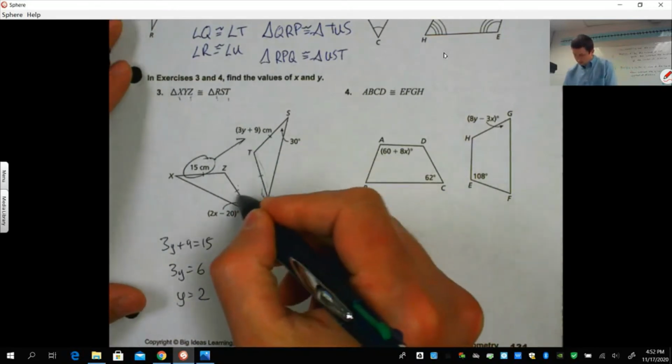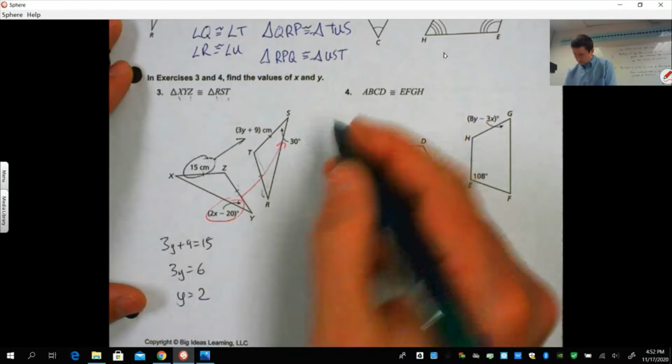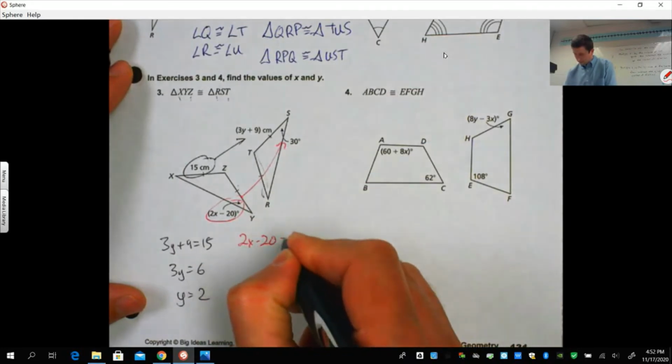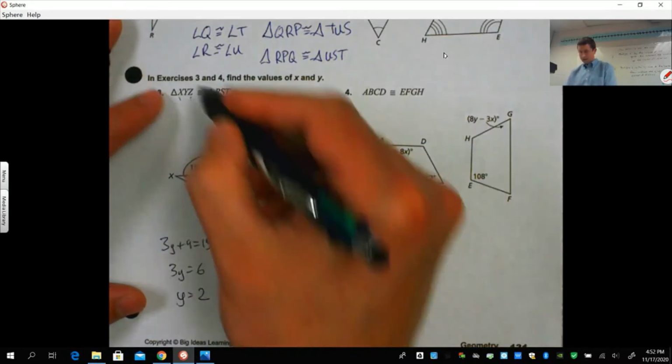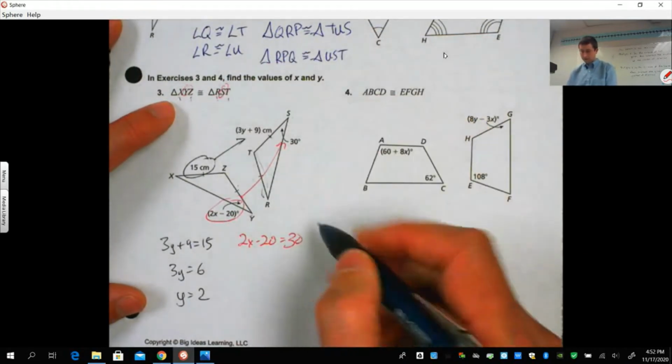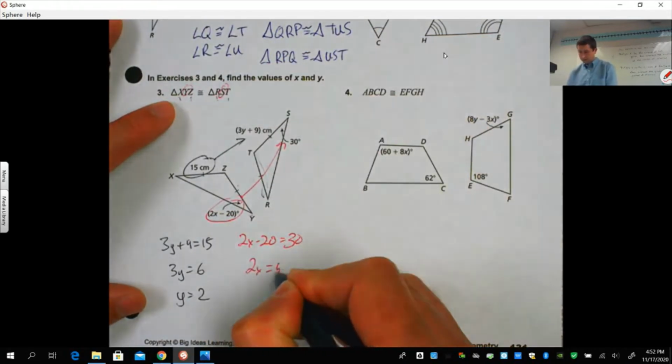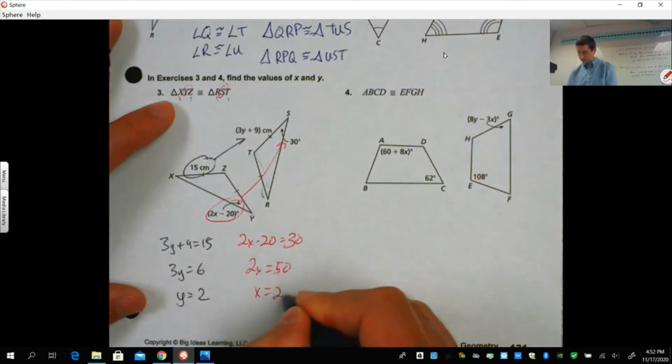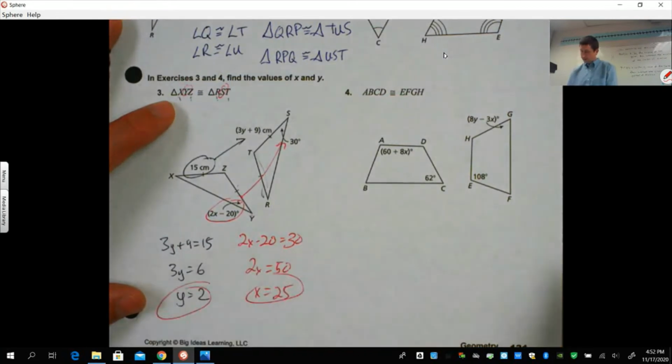This angle would match up with that one, so 2x minus 20 equals 30, because Y corresponds with S, so they have to be equal. Add the 20, so 2x equals 50, x equals 25. Got it.